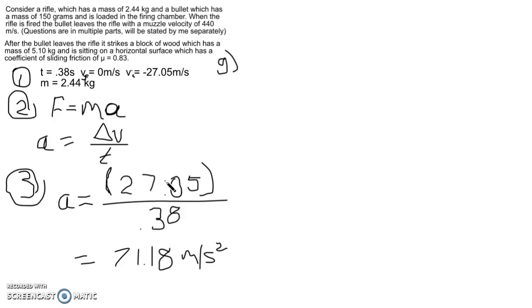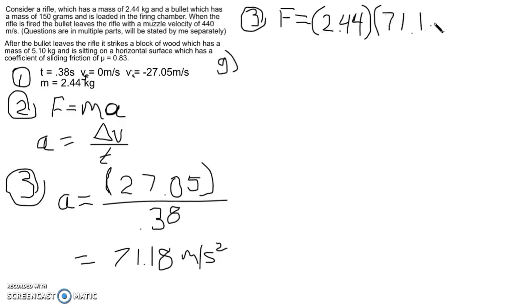of the rifle. Then we simply use, so this is step 3 continued, the equation for force. Since we have the mass and the acceleration, we can easily just use this equation to multiply the two together. 2.44 times 71.18. And you get that the force, this is G, is around 173.69 newtons.